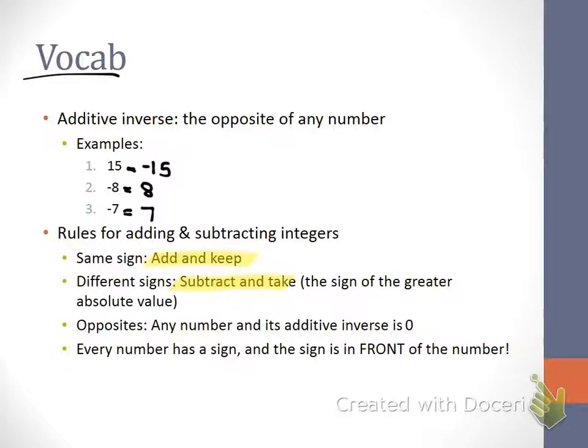Every year I kind of get into this debate with my students, and they say, no, Miss Kinder, that's a subtraction sign. I say 12 minus 10, and I tell you that 10 is negative. And you say, 10's not negative, that's a subtraction sign. It's the same thing, because when you subtract something, it's being taken away. So 12 is positive, 10 is negative here. Every number has a sign, and the sign is in front of the number.